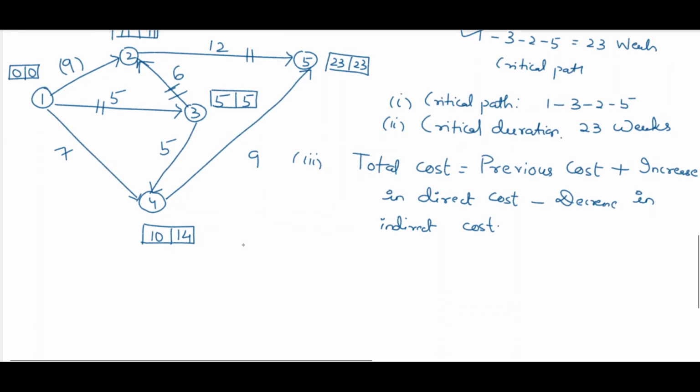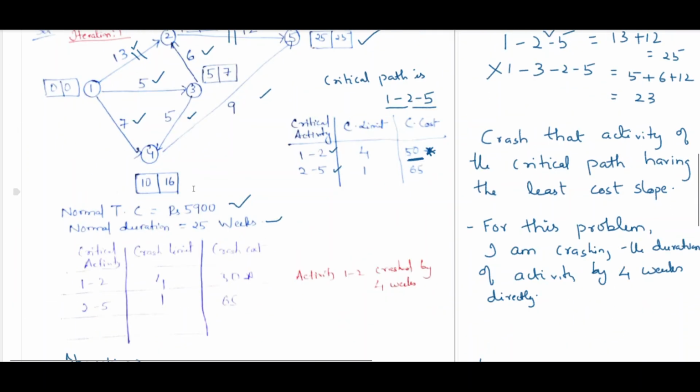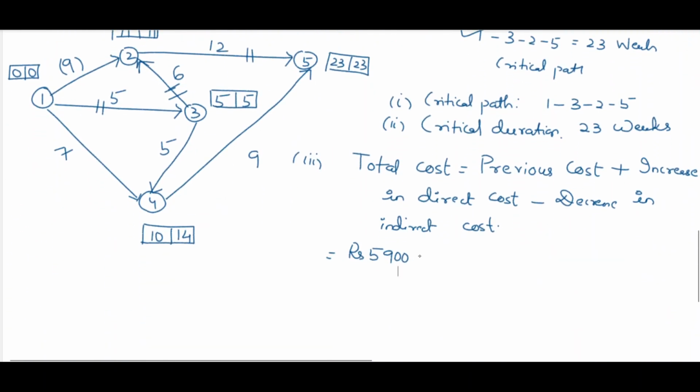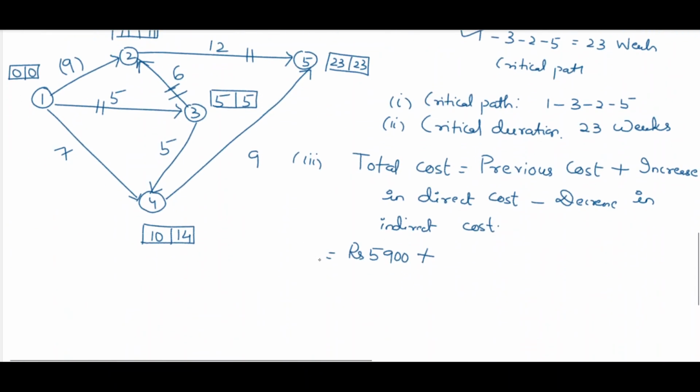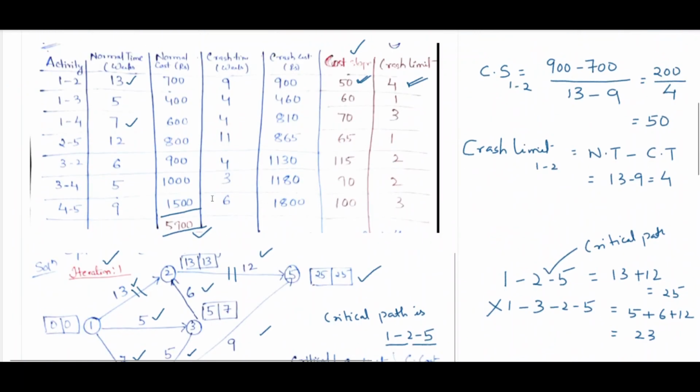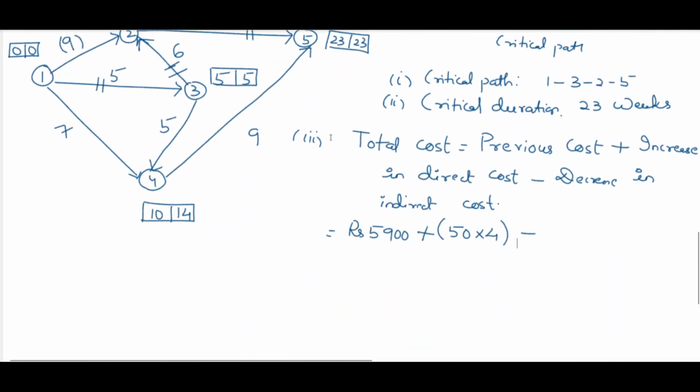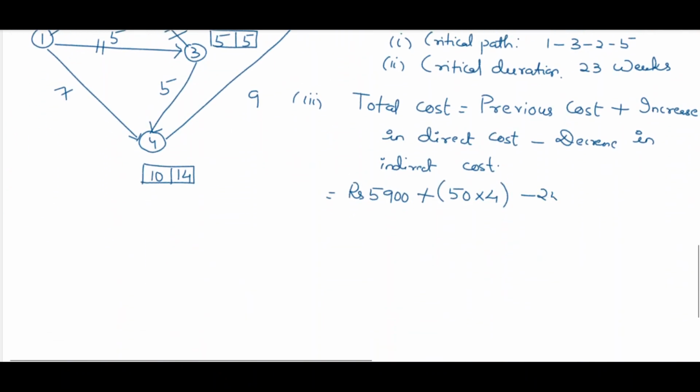So if you compute, your previous total cost was rupees 5900. You have crashed activity 1, 2, and its cost slope was 50, and we have crashed by 4 weeks. So the increase in direct cost will be 50 into 4, as we have compressed by 4 weeks, minus the indirect cost, which is given in the question as rupees 250 per week. Indirect cost is always fixed, so it is minus 250. So ultimately you will get rupees 5850.